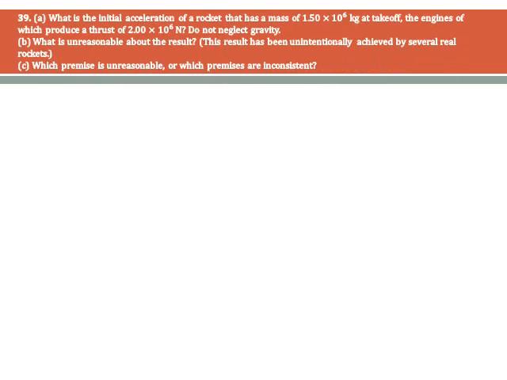Number 39 in chapter 4, part A, it says, what is the initial acceleration of a rocket that has a mass of 1.50 times 10 to the 6 kilograms at takeoff, and the engines of which produce a thrust of 2.00 times 10 to the 6 newtons?